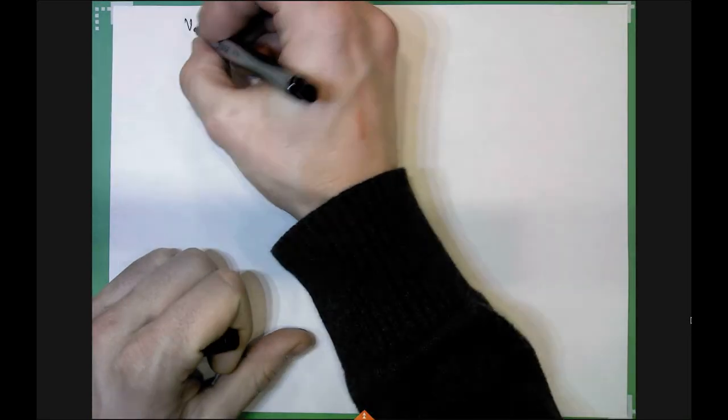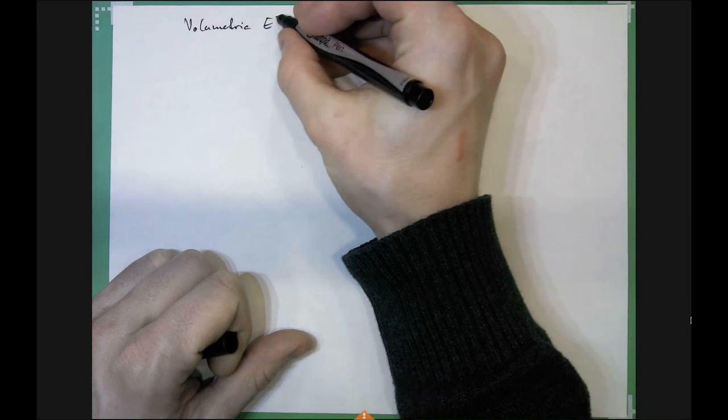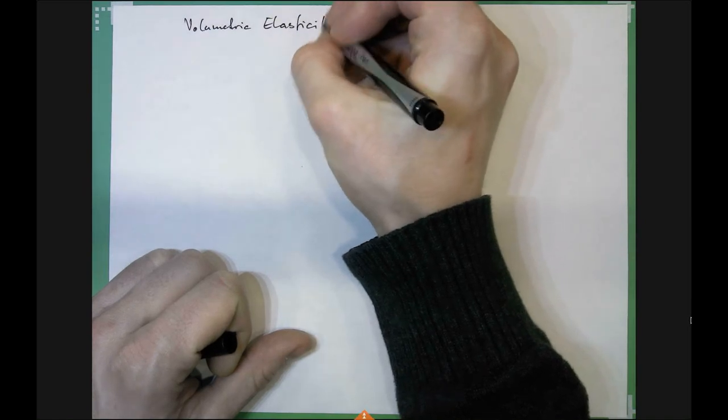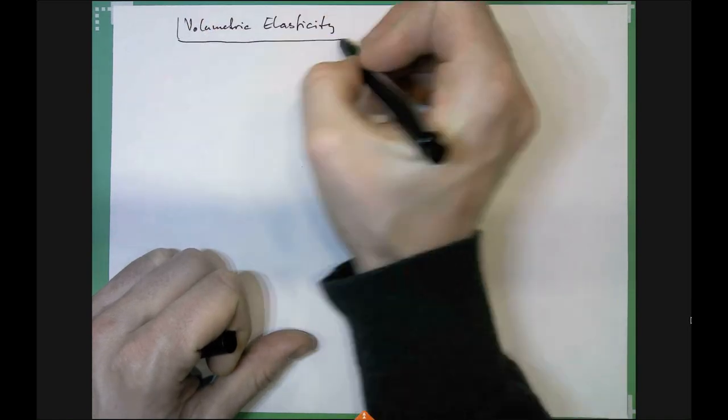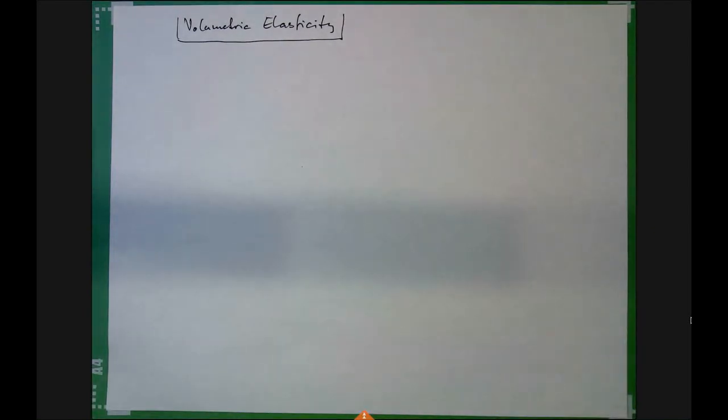Let me first motivate this. Why do we care about volumetric elasticity? When you already know how to do Jello, right, with mass springs, just connect points with mass springs. You already know two ways how to solve them. So why don't we just use that?